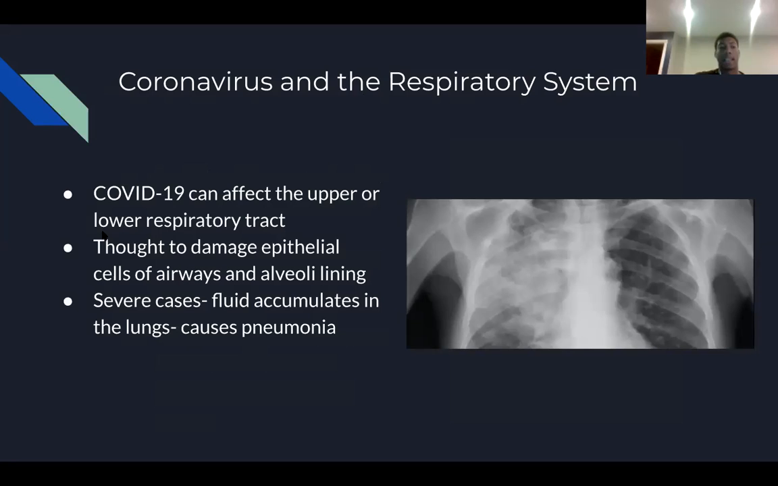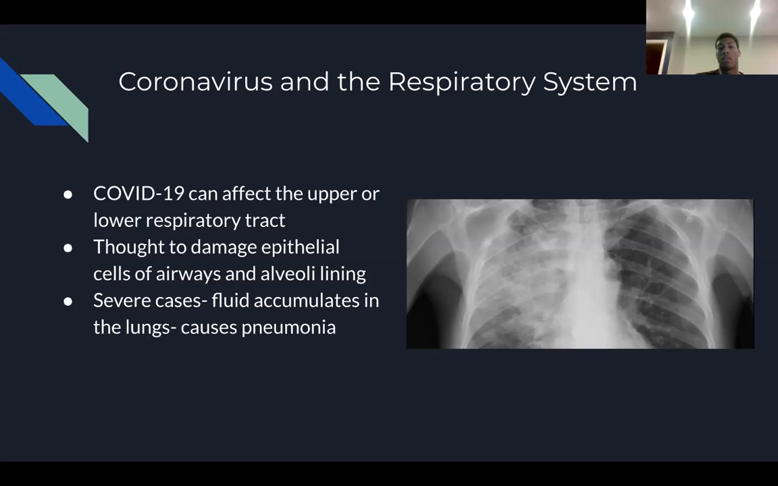COVID-19, however, can attack the upper and lower respiratory tract. In the upper respiratory tract, an infection leads to symptoms like a cough, a runny nose, and sore throat. But COVID-19 can also attack cells in your lungs and is thought to damage the epithelial cells that line your airways and the lining of the alveoli. In severe cases of the virus, the inflammation of the lungs can cause the alveoli to fill with fluid, which makes it really difficult to breathe and causes pneumonia.